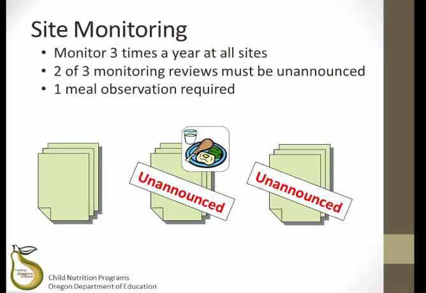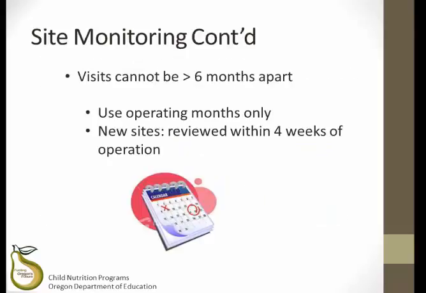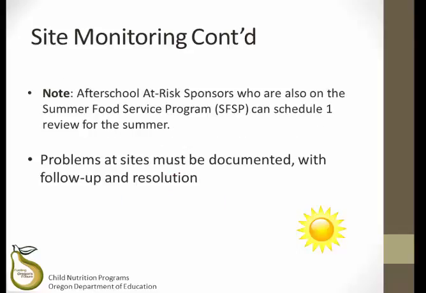For best practice, it is recommended that all site monitoring reviews should include unannounced and meal service observations. The site monitoring reviews must be less than 6 months apart, using operating months only, and new sites should be reviewed within the first 4 weeks of operation. So for example, a site that closes during July and August can schedule a review for October 15th, February 7th, and September 20th. For after-school at-risk sponsors who are also on the Summer Food Service Program, one of the 3 reviews can be scheduled for summer meals.